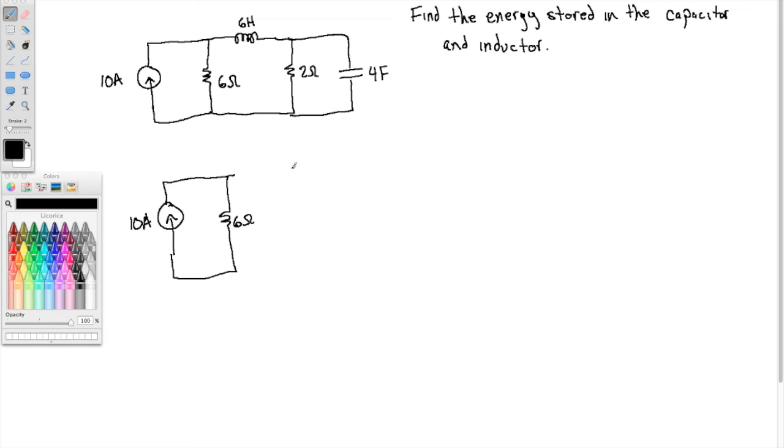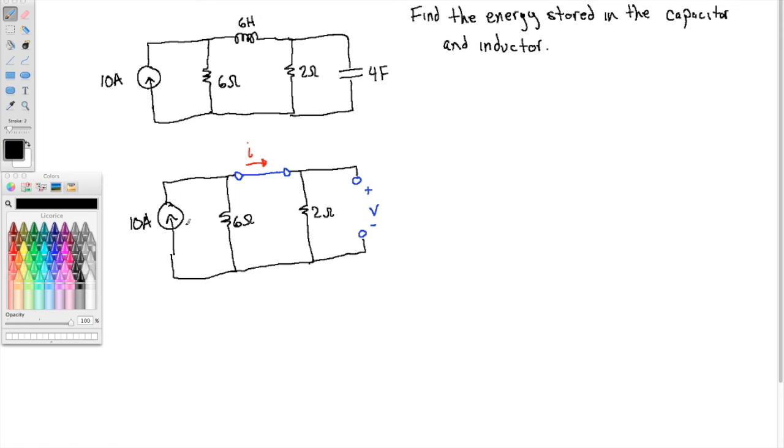Okay, so we've got our resistors there, they don't change. And the new part of this is the inductor becomes a short at DC, and the capacitor is open at DC. Again, if we want the energy stored in these devices, then we're going to want the current through the inductor, and we're going to want the voltage across the capacitor. So pause this video and see if you can correctly find I and V.